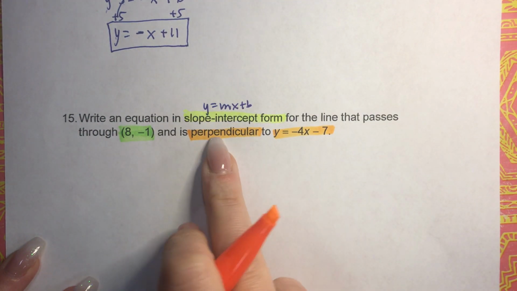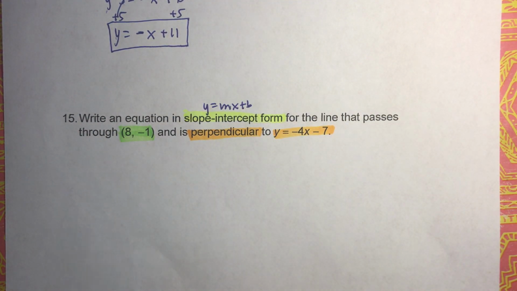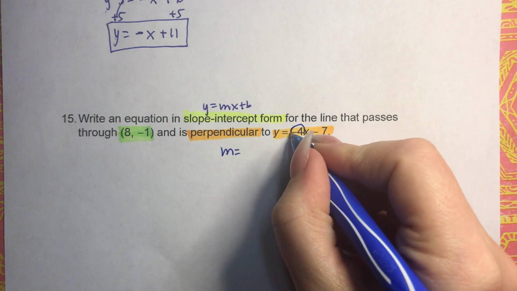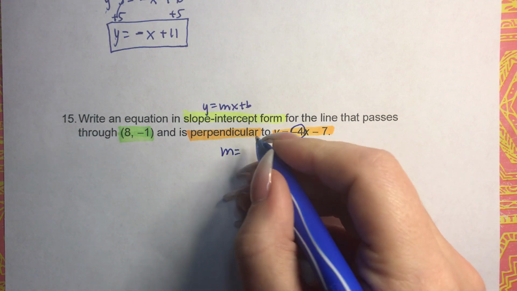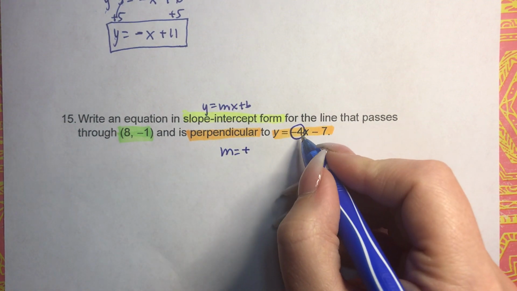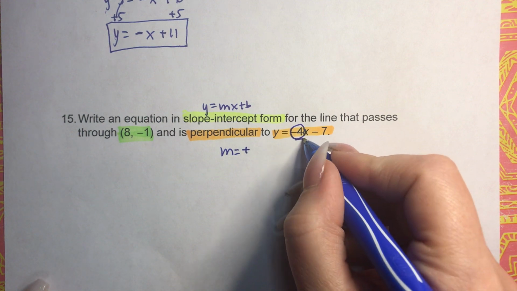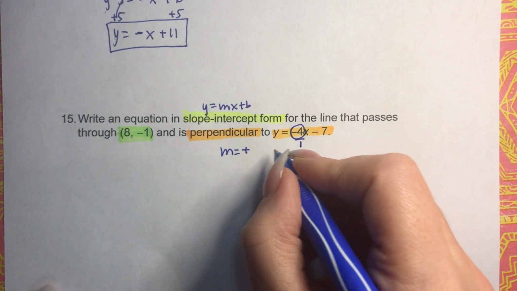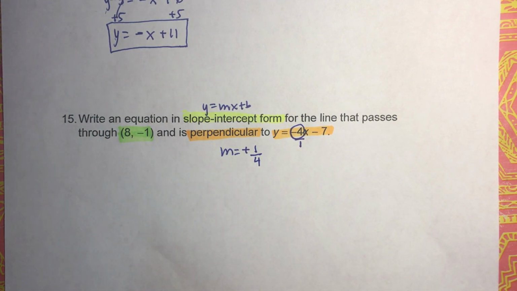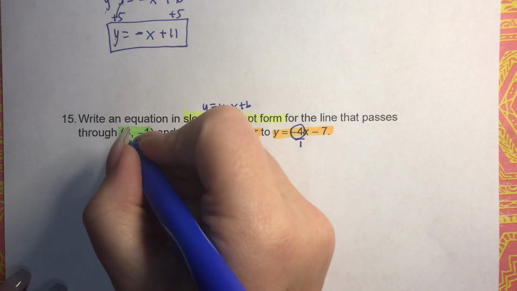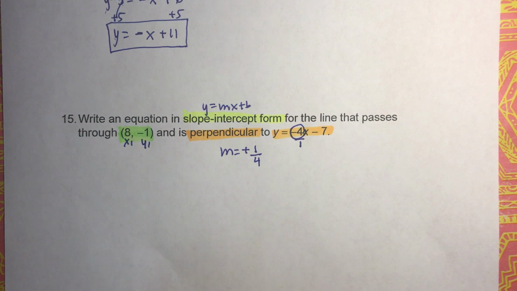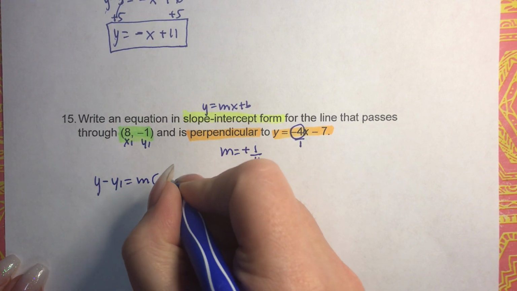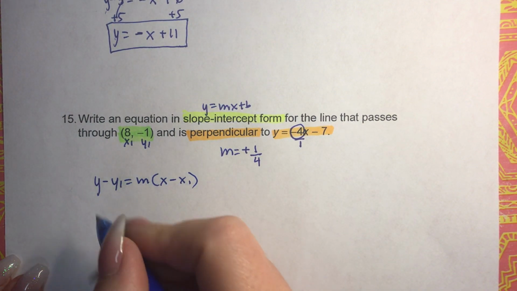So if our line is perpendicular to this, we know that our slope is going to have an opposite sign. So the slope here is -4. So if this is negative, our slope is going to be positive, and it's going to be a reciprocal. So if this is 4 over 1, our slope's going to be the reciprocal of this, which is 1/4. So now we know a point and we know a slope. This is going to be our x1, y1, so we can put it into point-slope form: y minus y1 equals m multiplied by the quantity x minus x1, and then we just substitute everything in.